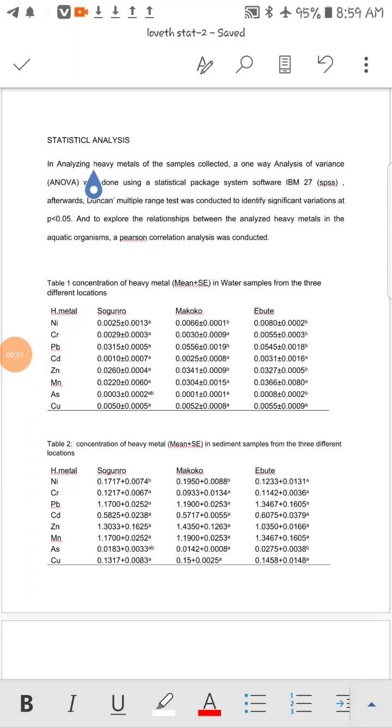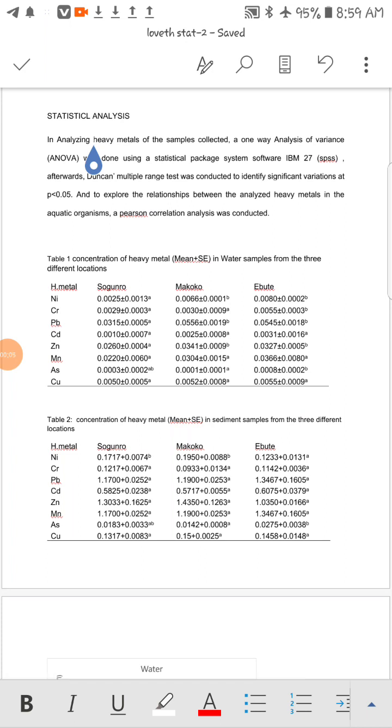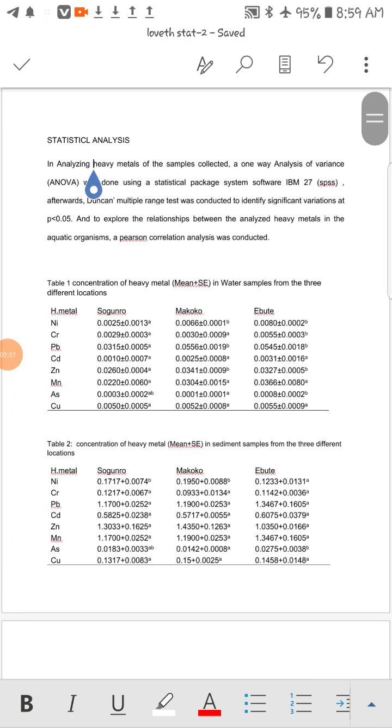Alright, so starting off by just showing you exactly what the project is. The statistical analysis part says: in analyzing the parameters of the samples collected, a one-way analysis of variance was done using a statistical package, IBM SPSS version 27.